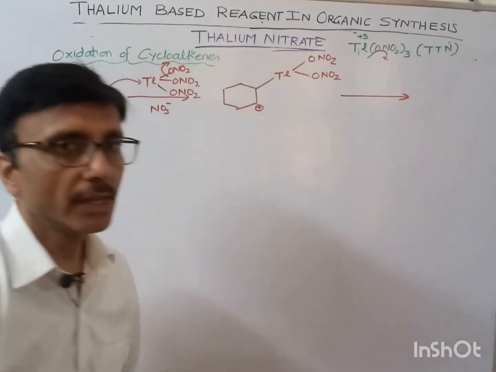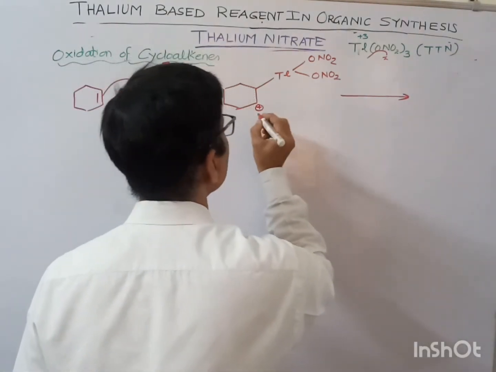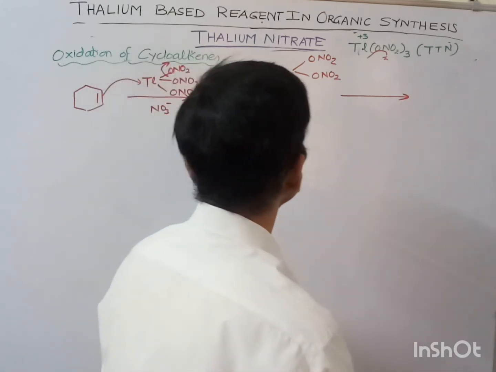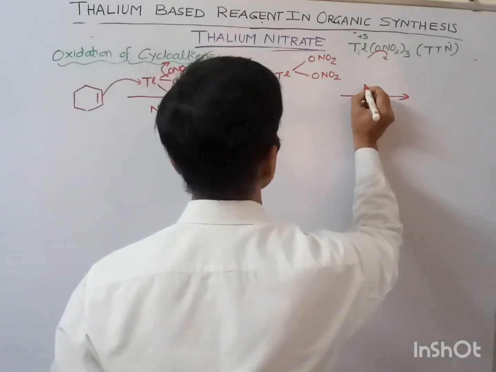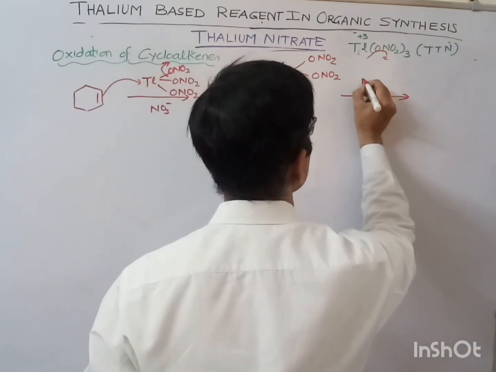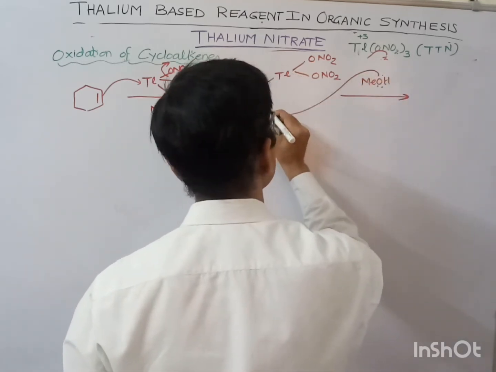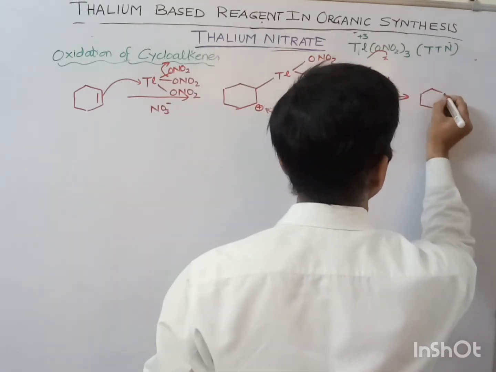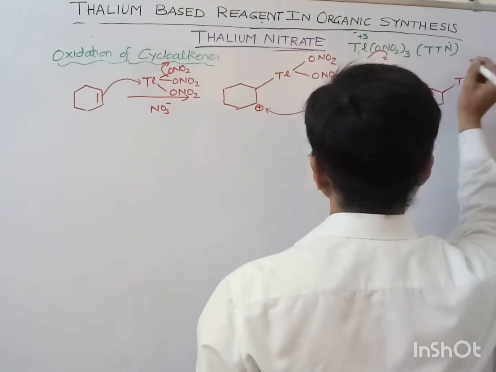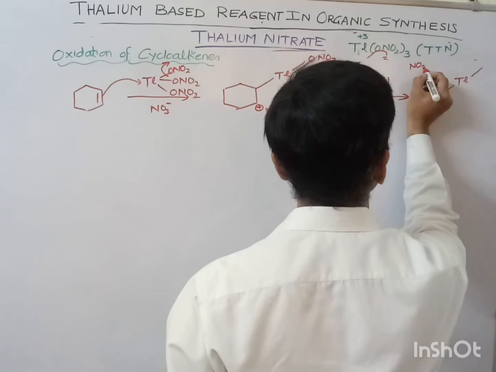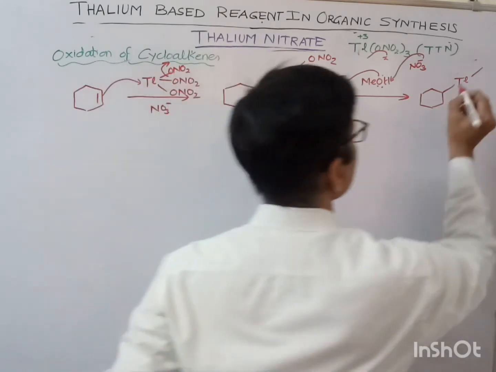In the next step, a 1,2 alkyl shift may occur. How can we show the alkyl shift? Suppose we have one of the methanol molecules with the positive charge. First of all, this methanol may attack over here. This nitrate ion will take this proton and the methoxy group will add over here.